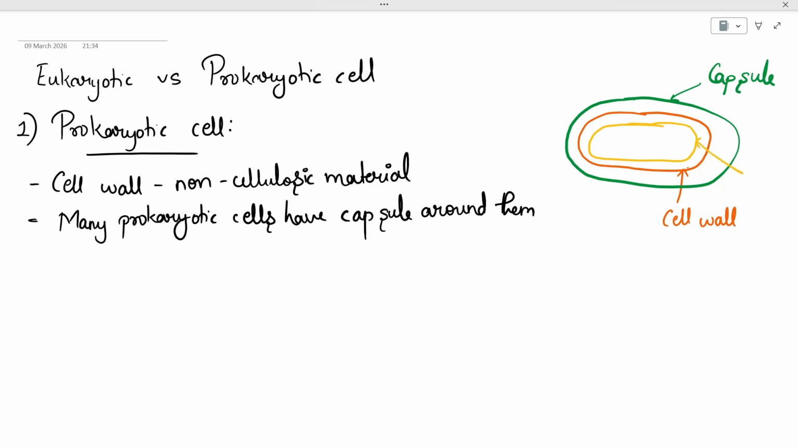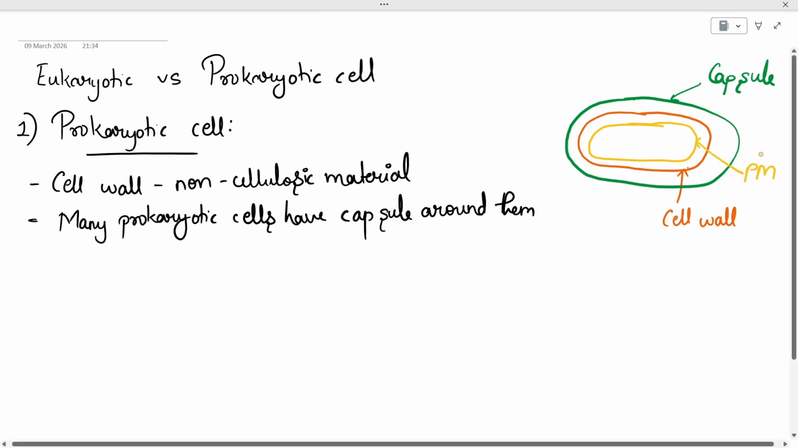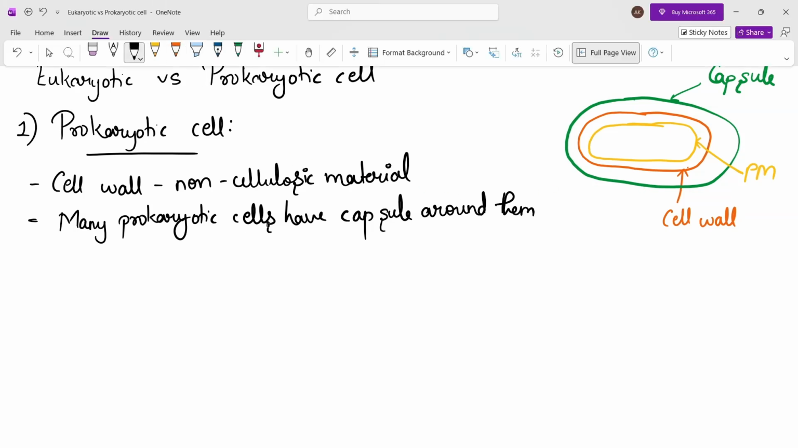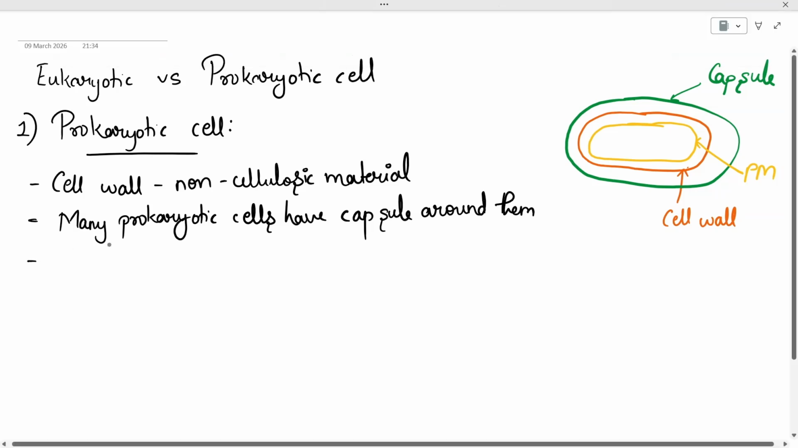Now on the innermost surface we have the plasma membrane or the cell membrane. Outside the plasma membrane we have the cell wall, and surrounding the cell wall we have the capsule. If capsule is present, it is outside the cell wall. Many of the prokaryotic cells will have a capsule around them, and the next point that we are going to look at is that the cell membrane unfolds to form mesosome.